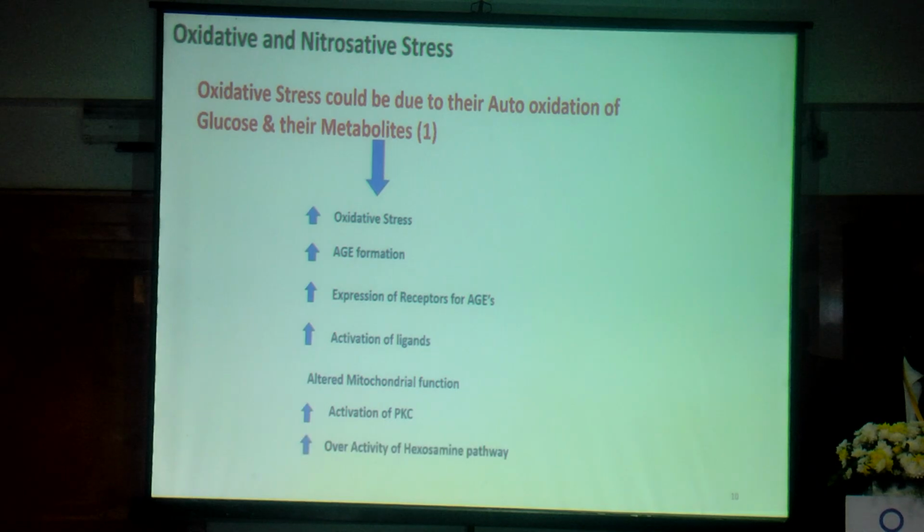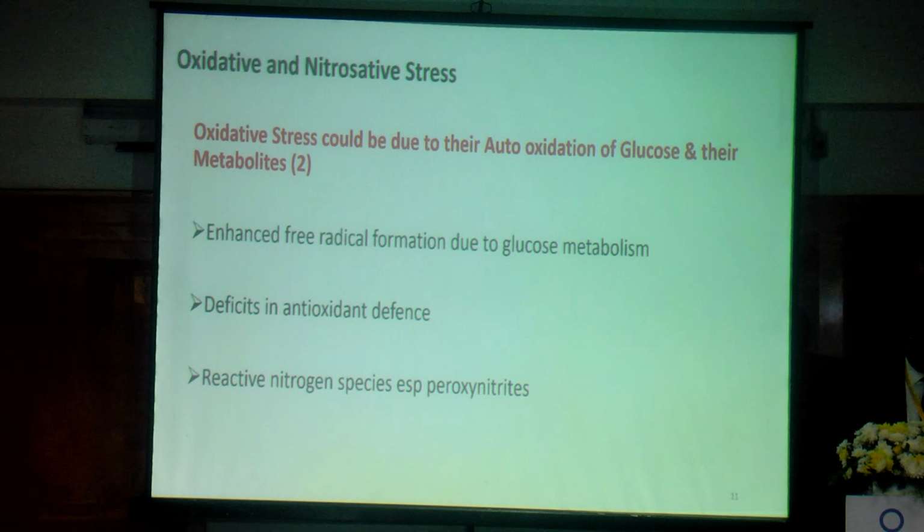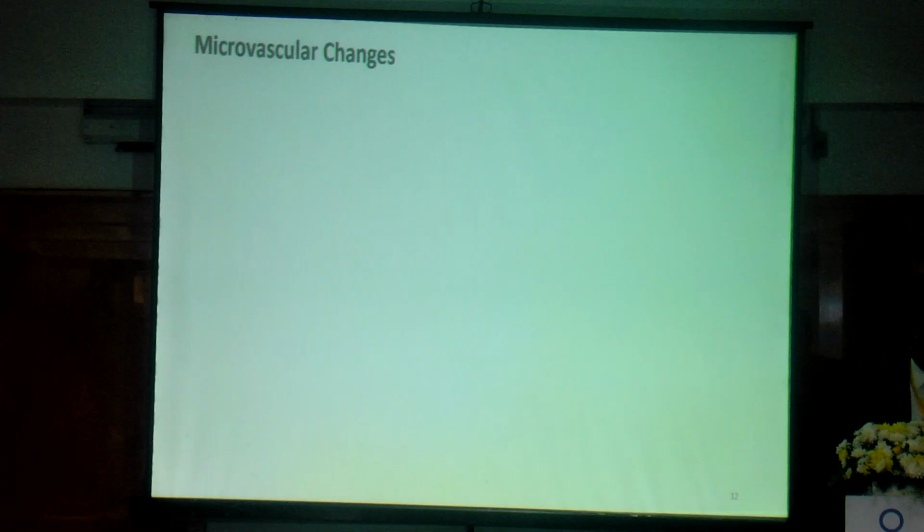As a result of this, there is increased oxidative stress, AGE formation, expression of receptors for the AGEs and activation of the ligands, altered mitochondrial function, and activation of PKC and other activity of hexosamine pathways. So many pathways are involved in the oxidative stress levels. This could also be due to other factors, like enhanced free radical formation due to glucose metabolism, a deficit in the antioxidant defense mechanism, and increased reactive nitrogen species, especially peroxynitrite levels.